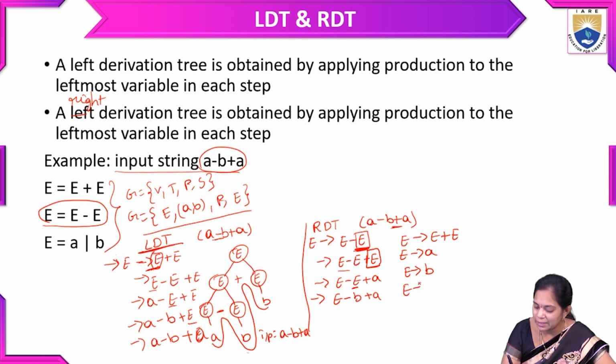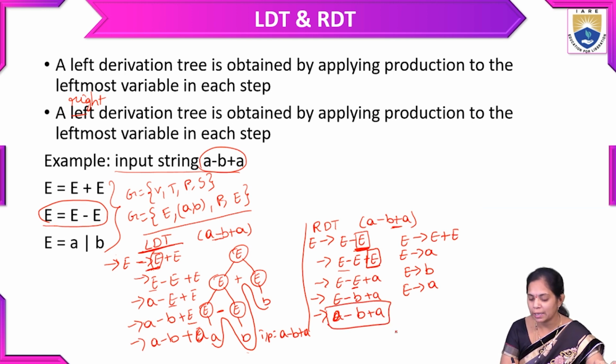And again E tends to A. And E tends to A minus B plus A. So we already got the input string. And for this one, how to write the derivation tree? So how to write the derivation tree?